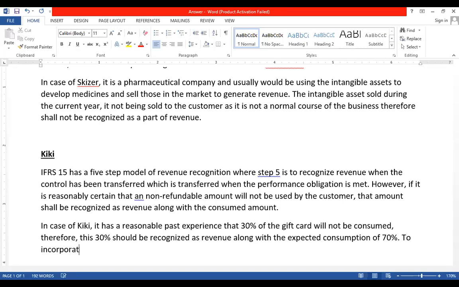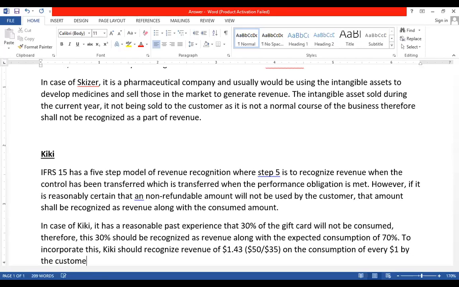To incorporate this, Kiki should recognize revenue of $1.43, which is $50 divided by $35, on the consumption of every $1 by the customer.